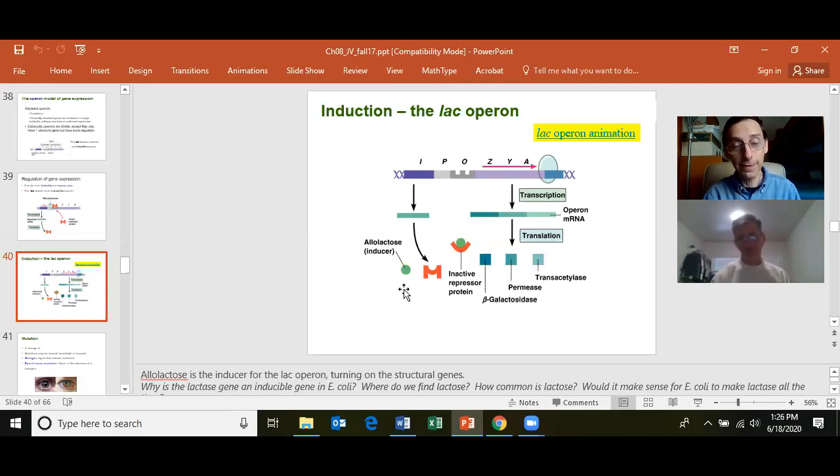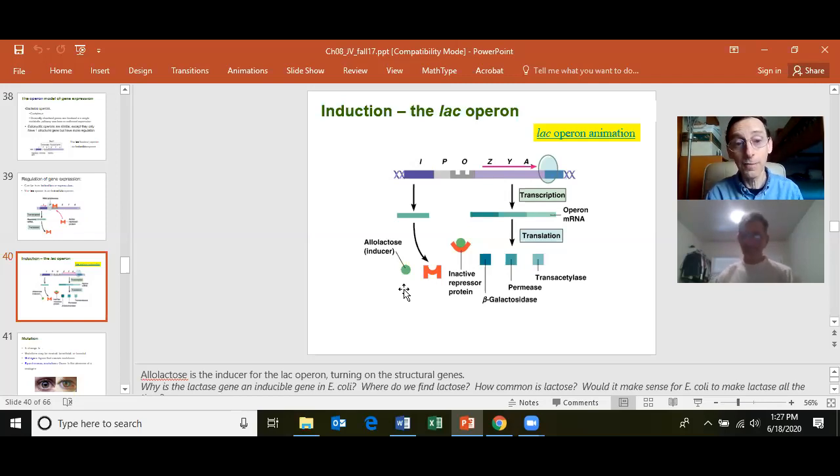So it has the same carbons and oxygens and all that. So it's the same sugar, allolactose. The only difference is it's a mirror image of the sugar lactose. Everyone clear on that? It's an isomer of lactose.